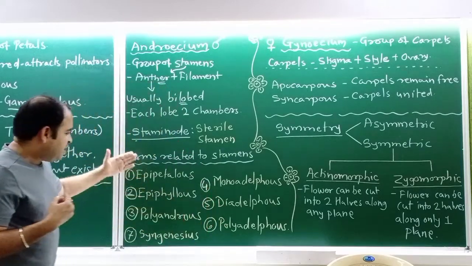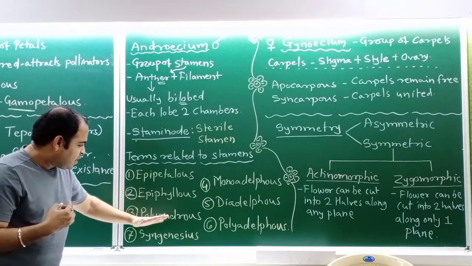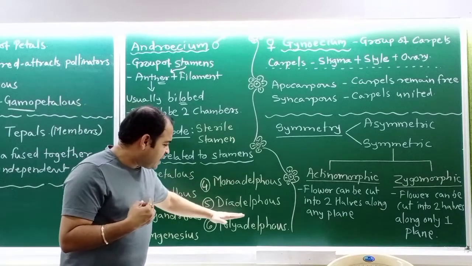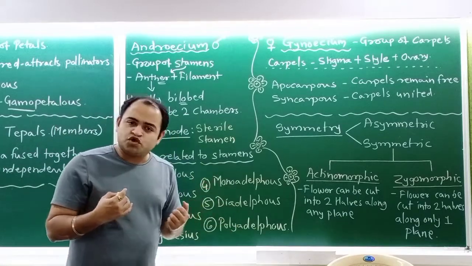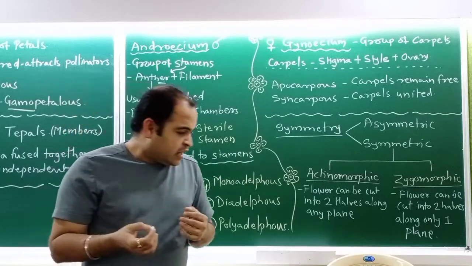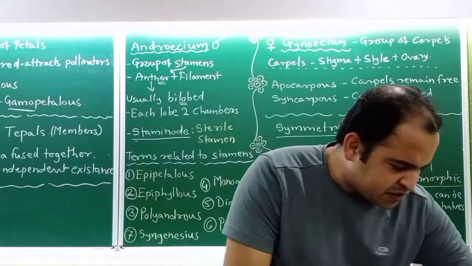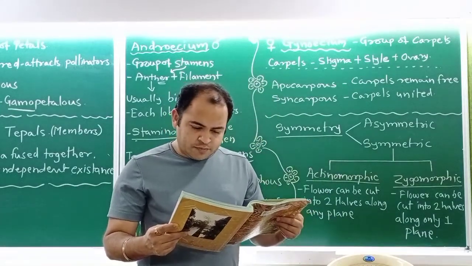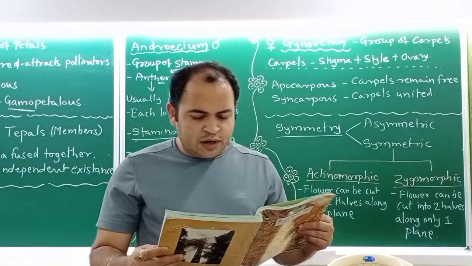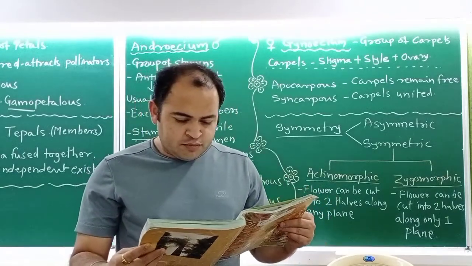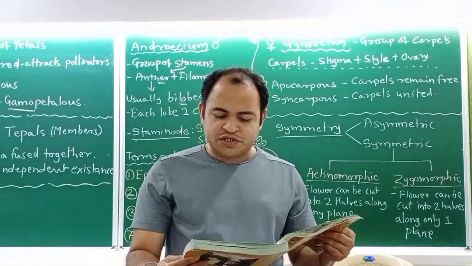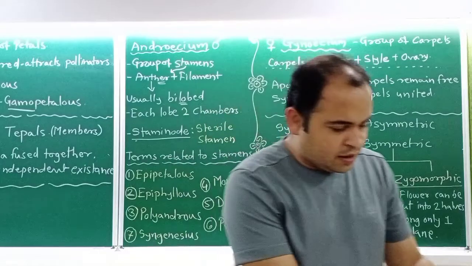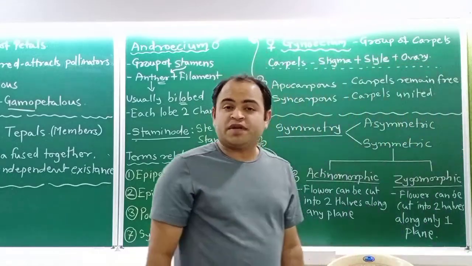Okay. So Epipetalous, Epiphyllous, Polyandrous, Syngenesious, Monoadelphous, Diadelphous, Polyadelphous. So there are so many terminologies and so many things. I think your NCERT book is showing Epipetalous, Epiphyllous, Monoadelphous, Polyadelphous, Diadelphous conditions here, and I think the images for the same were considered during the presentation.